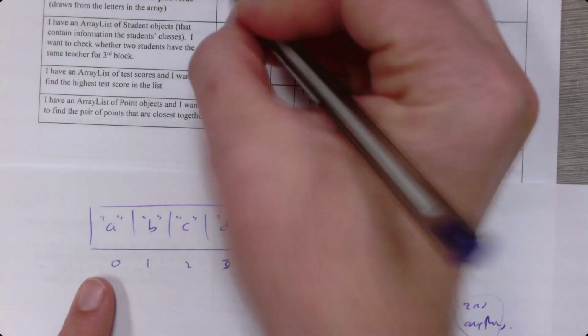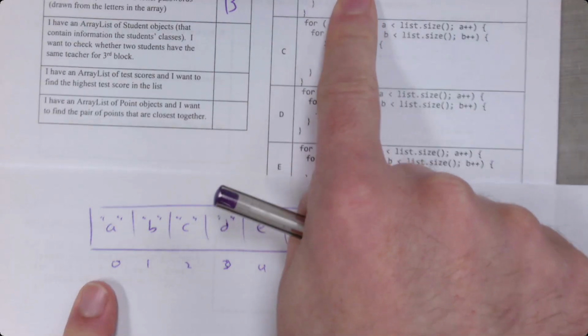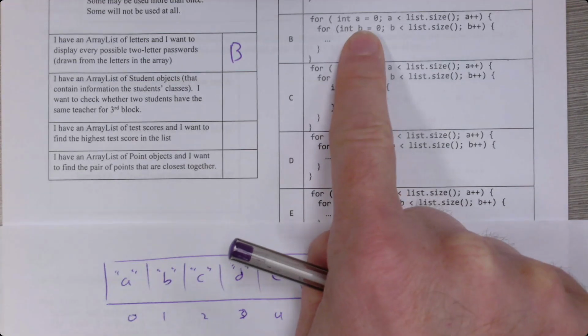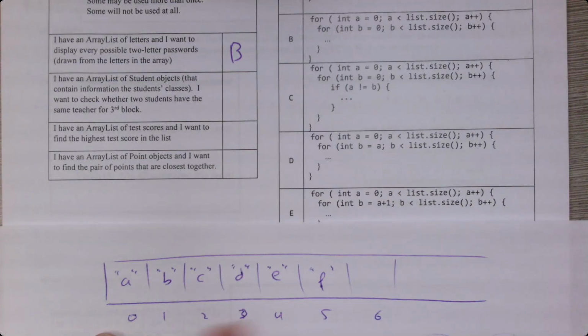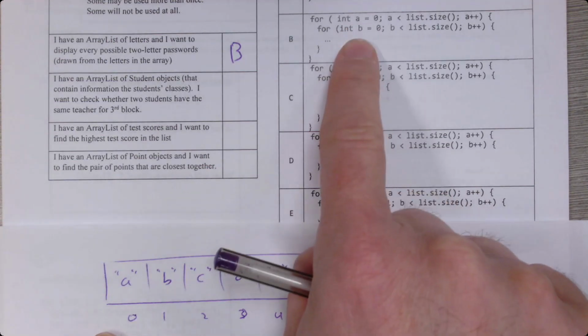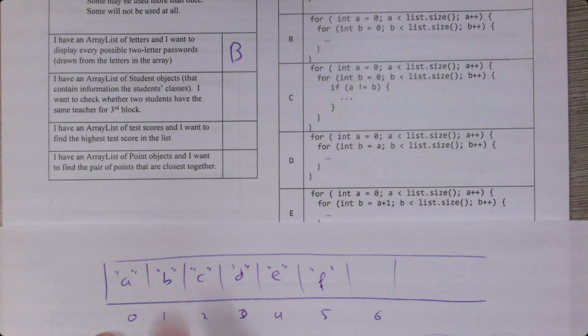Nope, B. Because we want the first letter to be anything starting from index 0 up to the end of the list. And for each first letter, we also want that same set of options for the second letter. Okay, what about this one?